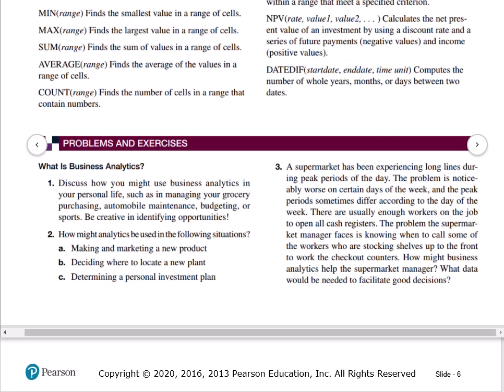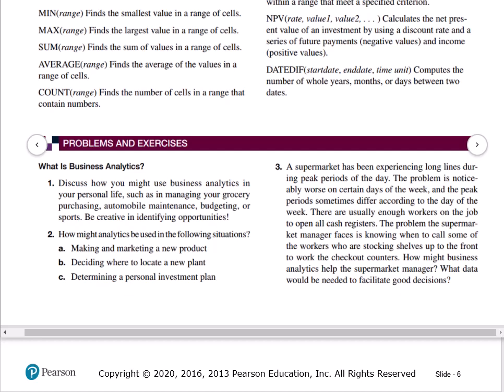Okay, these are a couple of the questions from the back of chapter 1. I thought I'd just go over a couple of them. I'm not going to do one, but we can look at number 2 and number 3. So number 2 is how might analytics be used in the following situation? Making and marketing a new product, deciding where to locate a new plant, and determining a personal investment plan.